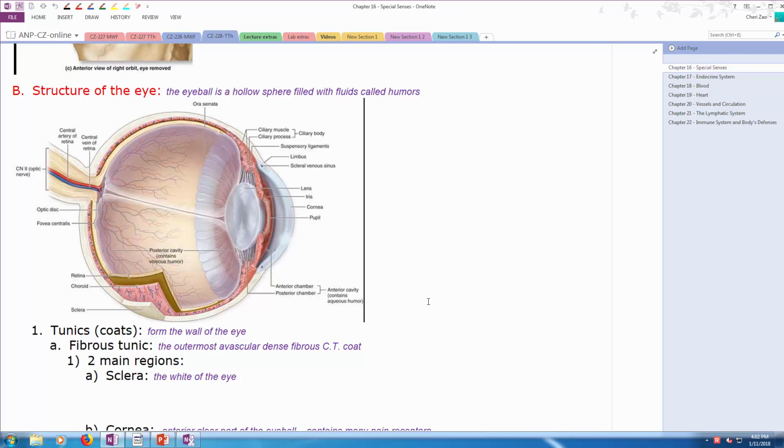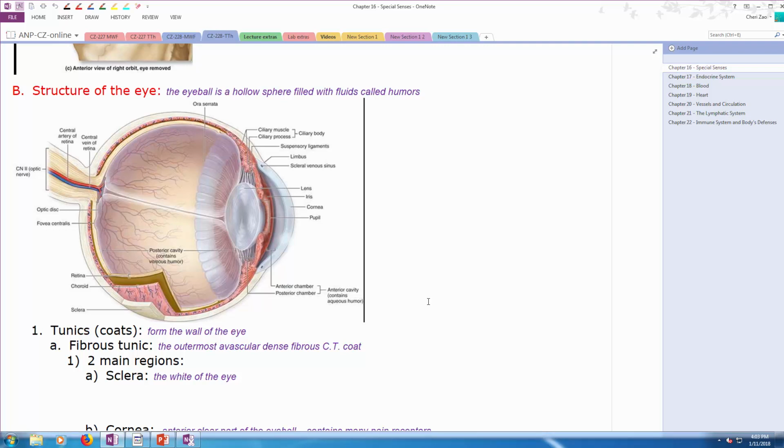Structure of the eye. Well, it's a globe, and here the notes say eyeball is a hollow sphere filled with fluids called humors. We use the Latin term humors for fluids. So we had two main types of fluids inside the eyeball. One was called the aqueous humor, the other was called the vitreous humor, and they are very specifically located in certain areas of the eyeball.